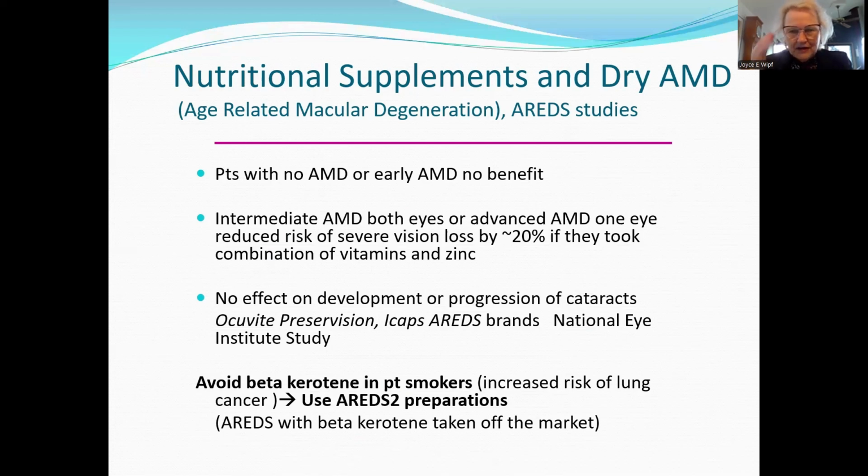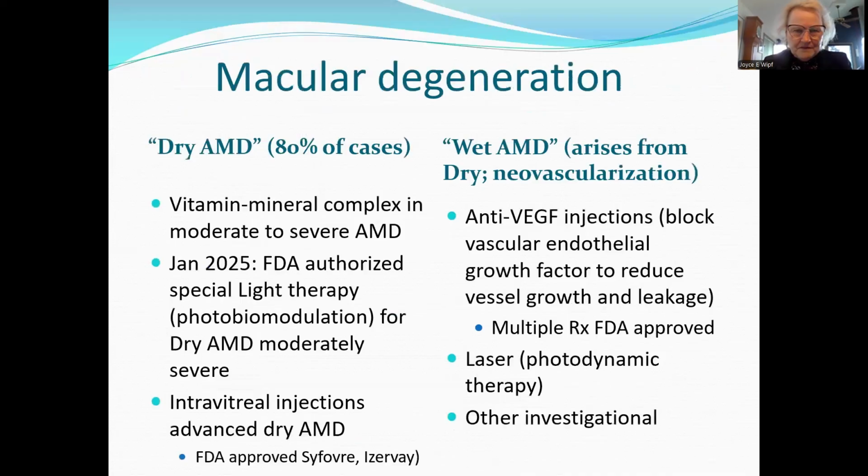So one of the more common treatments is the AREDS2. I think it's interesting that the initial AREDS preparations that were studied had beta carotene, but it was shown that in smokers it had an increased risk of lung cancer. So all of the AREDS preparations now, the beta carotene's been taken off the market in those, and it's AREDS2.